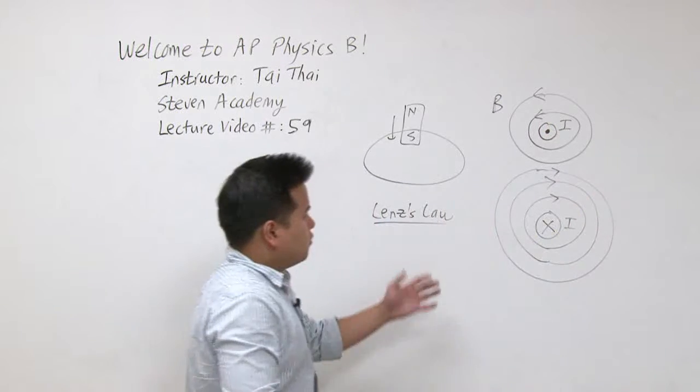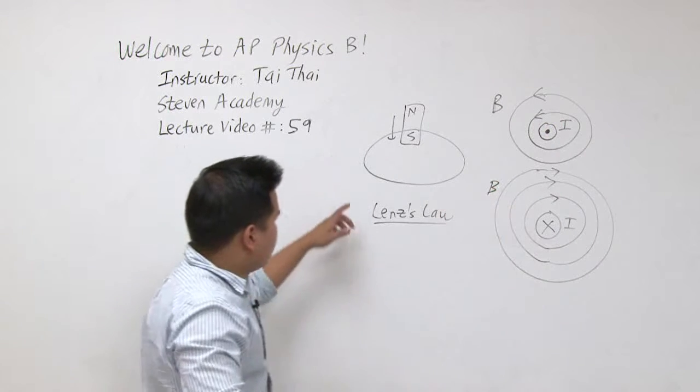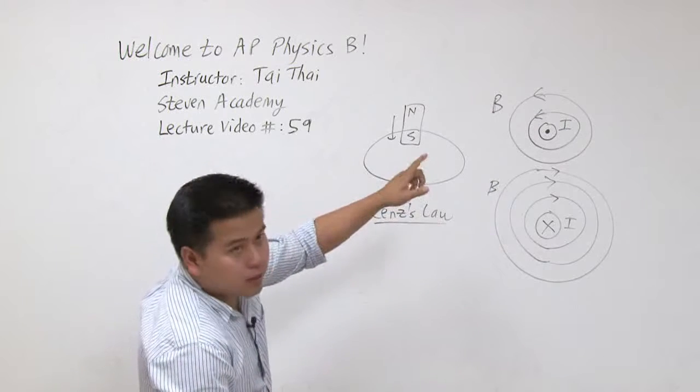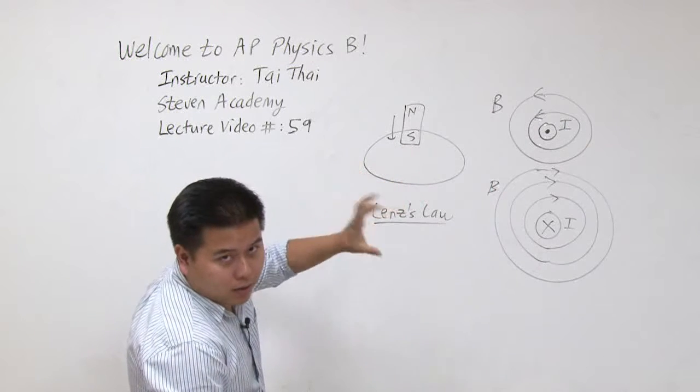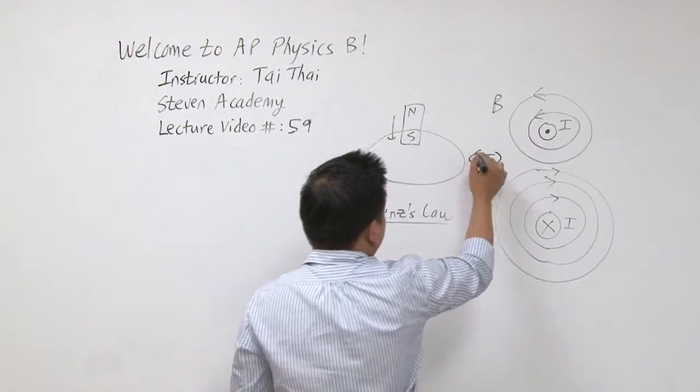Okay? So that's how you do it for B here. Then I showed you that when you have Lenz's law, it's like the opposite of this. Instead of having a current producing a magnetic field, you're going to have a magnetic field producing a current. So these are opposites, okay?